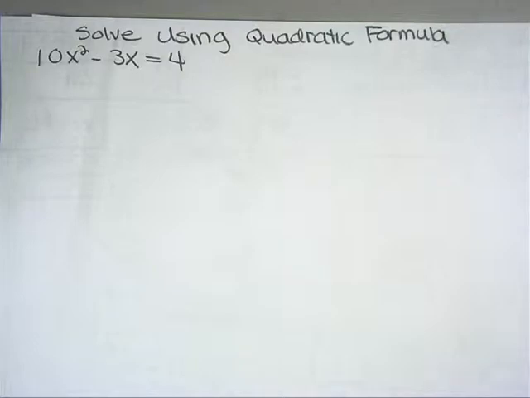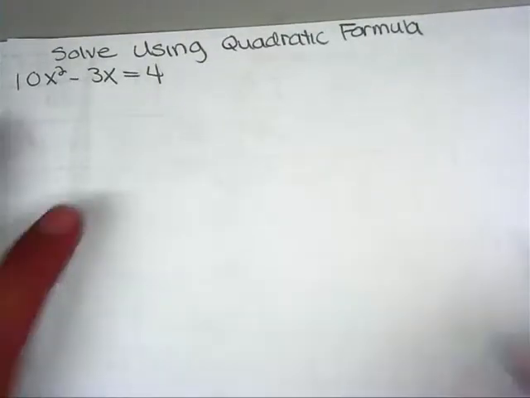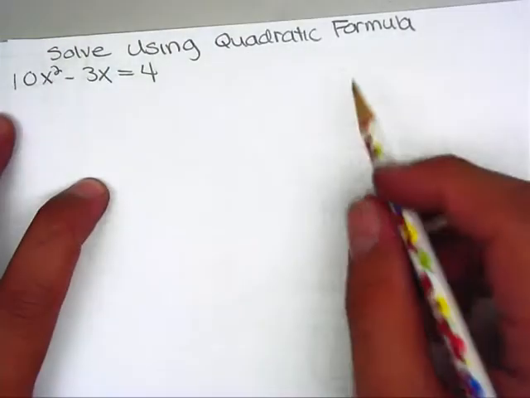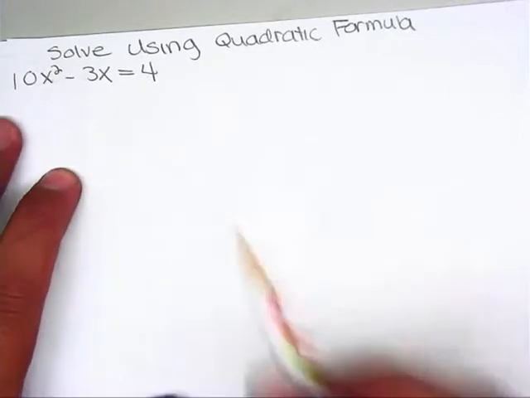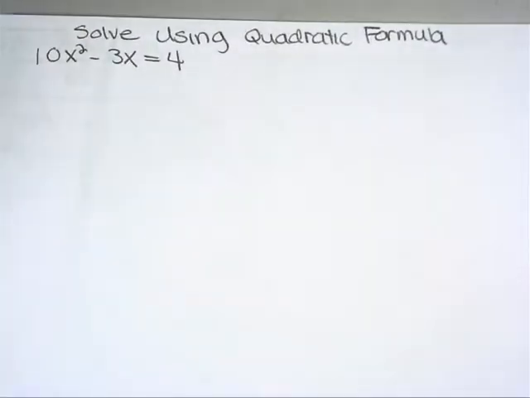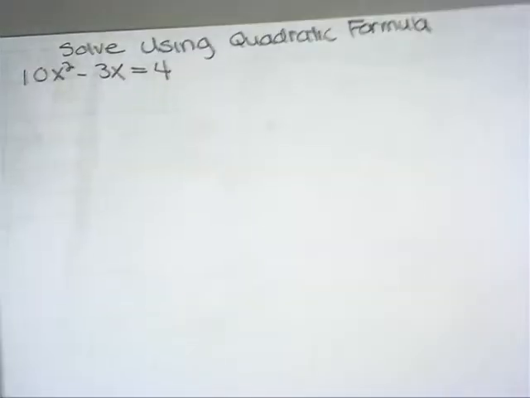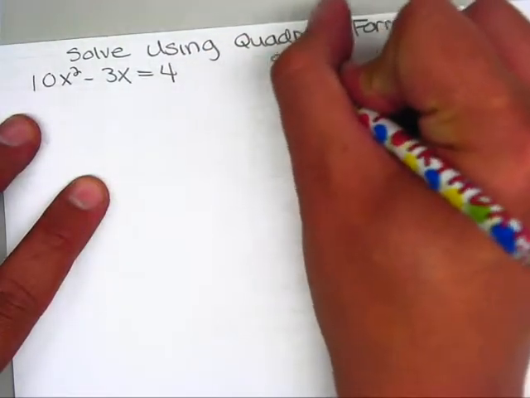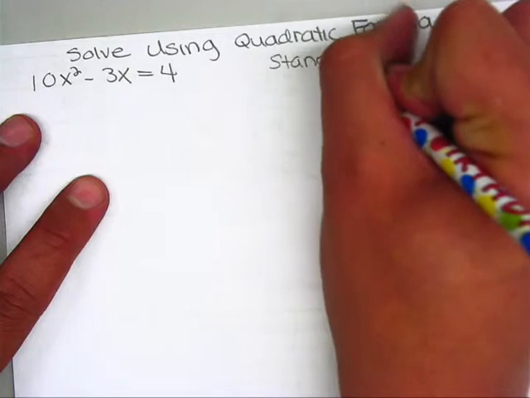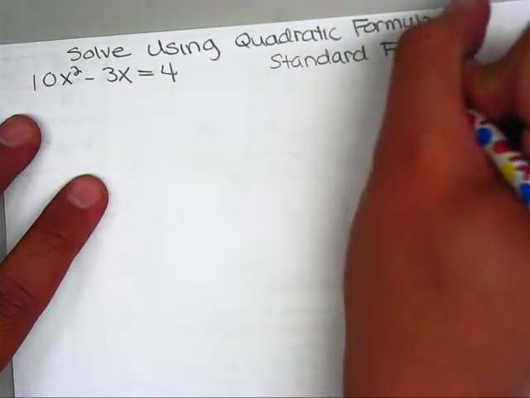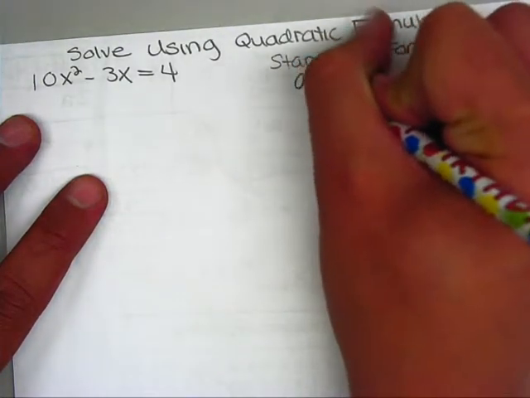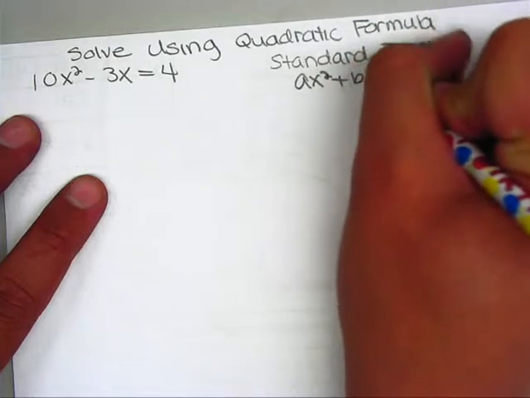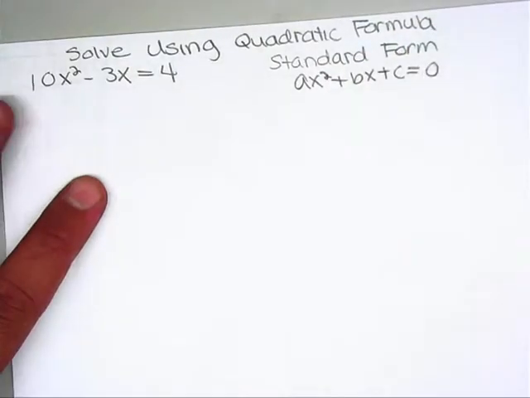Hi guys, today's video is on solving quadratics using the quadratic formula. Our first problem is 10x squared minus 3x equals 4. The important thing to remember is it needs to be in the standard form, which is ax squared plus bx plus c equals 0.